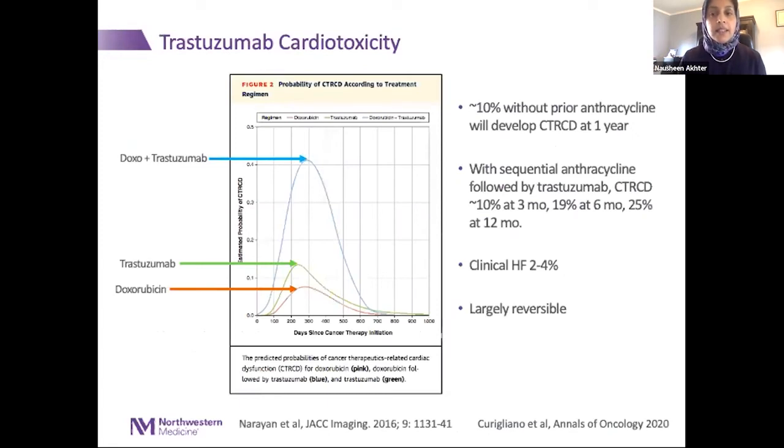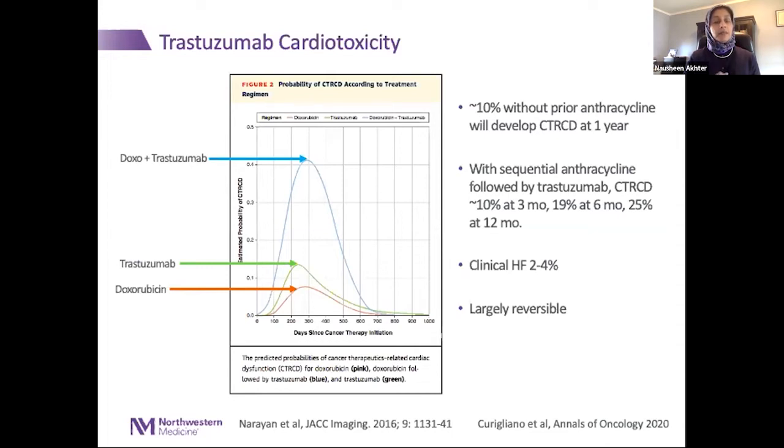Trastuzumab cardiotoxicity is more commonly associated with an asymptomatic decline in LV function. About 10% of patients without prior anthracycline will develop trastuzumab toxicity at 1 year. We can see here on this diagram, a figure from 135 women with breast cancer who were treated with doxorubicin, trastuzumab alone, and then serially with doxorubicin followed by trastuzumab, that the probability of CTRCD is more than double for patients who receive sequential therapy. So sequential therapy is a clinical risk factor.